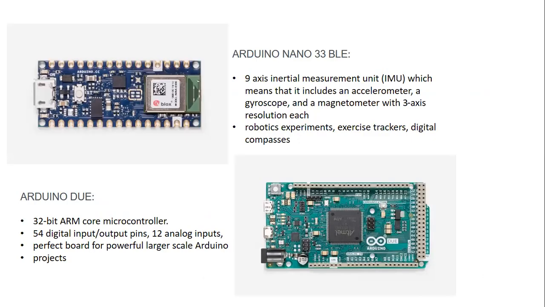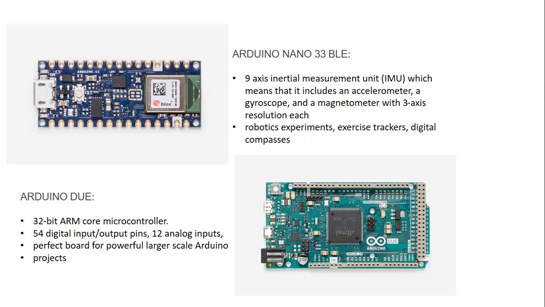Now next there is the Arduino Nano 33 BLE. This is the board, and these are a few characteristics. Basically, this is used for robotics experiments, exercise trackers, digital compasses. In that, this Arduino Nano BLE board is used, and it includes one accelerometer, gyroscope, magnetometer with 3 axis resolution. So it makes it easier to use in robotics applications.